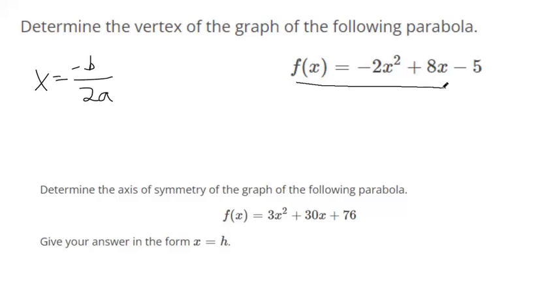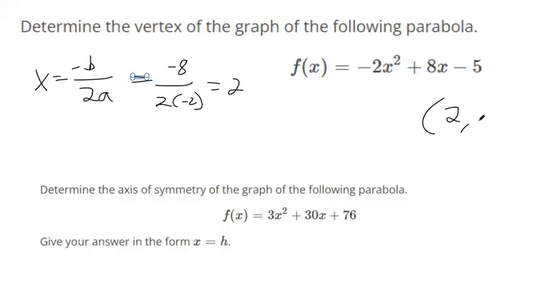So for this function over here, we're going to use this formula. This is your a coefficient, this is b, and this is c when you have it in descending powers. A is the first one, b is the second. So we're evaluating negative 8 over 2 times negative 2. That gives you 2 for an x-coordinate. That means the x-coordinate of the vertex is 2.